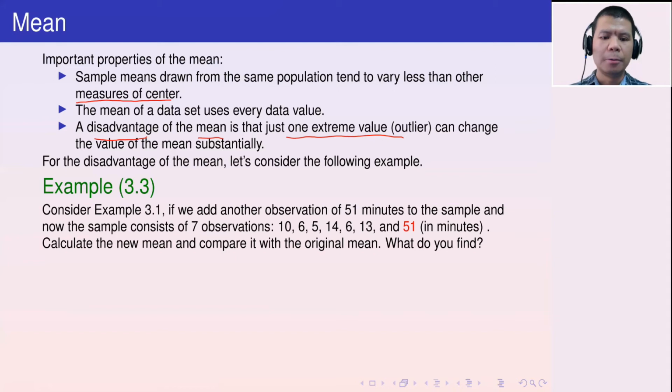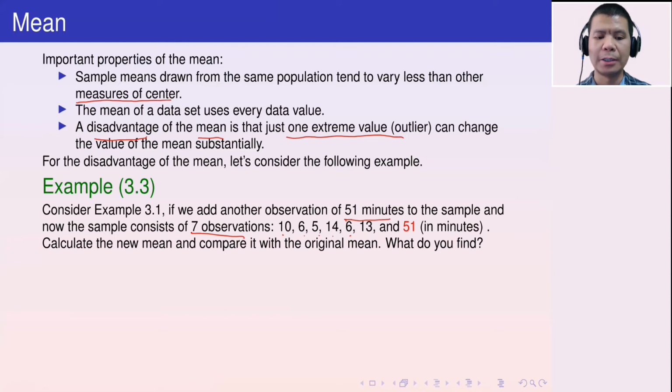So now let's consider the following example to show this. Okay, now consider the example 3.1 about this nurse in training, right, time. So if we add another observation, 51 minutes, into the sample, and now the sample consists of 7 observations, that is 10, 6, 5, 13, 6, 13, and 51 minutes.